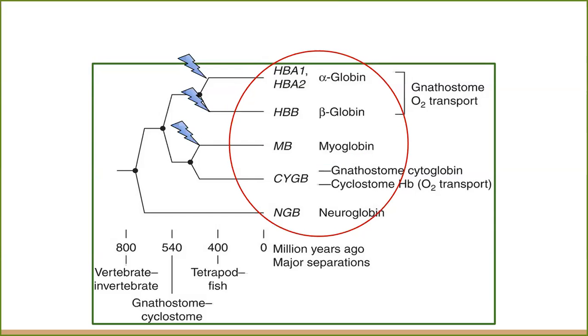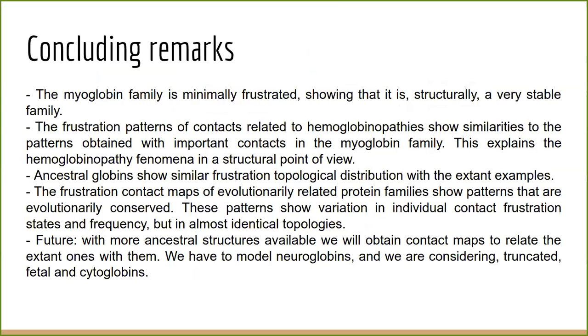And by including new families, we believe that conserved patterns can be used to explain the evolutionary history of protein families, to detect specific functional aspects of them, and to better understand the relationship between sequence and function at evolutionary scales. The concluding remarks are that the myoglobin family is minimally frustrated, showing that it is structurally a very stable family.